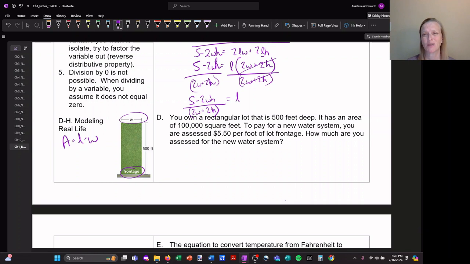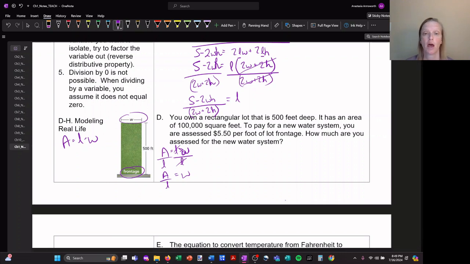So basically, I want to know what's the width, and then I can take the width and multiply it by $5.50. To find the width, I have to think about area equals length times width. I want to know what the width is. So I'm going to solve this literal equation for W. I'm going to divide by L, to get W all by itself on one side of the equation. I get area divided by length gives me the width.